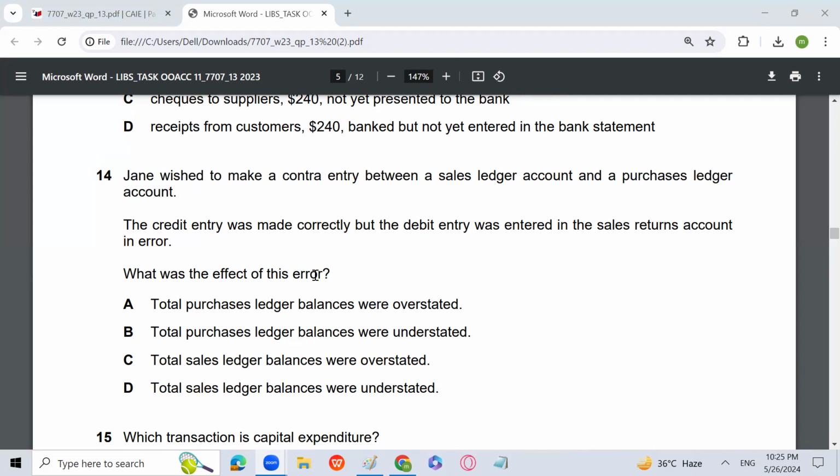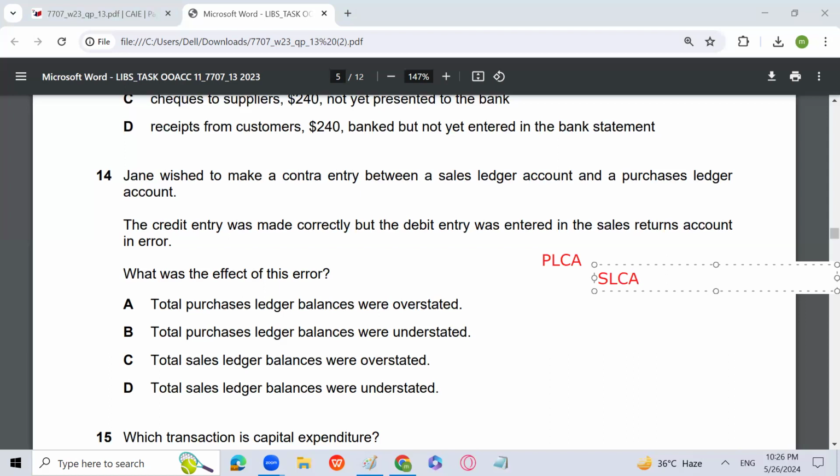Total purchase ledger balances were overstated. Debit entry means that you have credited the sales ledger control account, but you haven't debited the purchase ledger control account. So total purchase ledger balances were overstated. Right? So A is going to be the answer. A is the answer because purchase ledger balances were overstated. C won't come. Why, sir? Because the debit entry has nothing to do with sales. Why, sir? Because in the sales ledger control account, it is already recorded. The entry will be PLCA debit and SLCA credit.